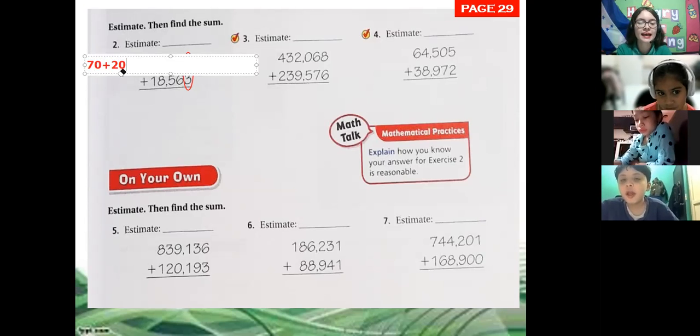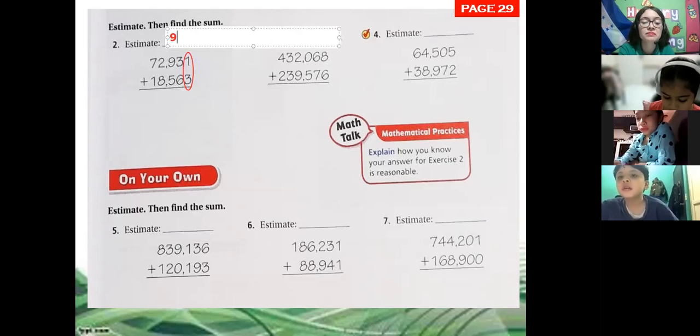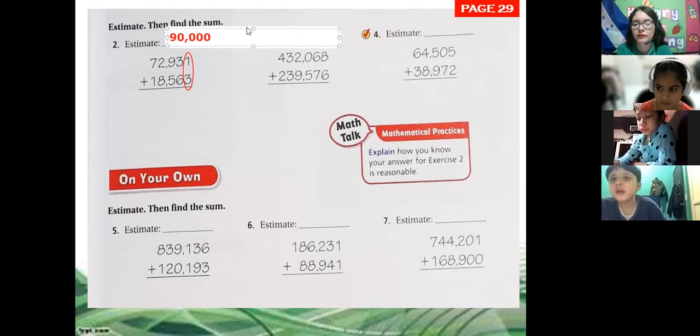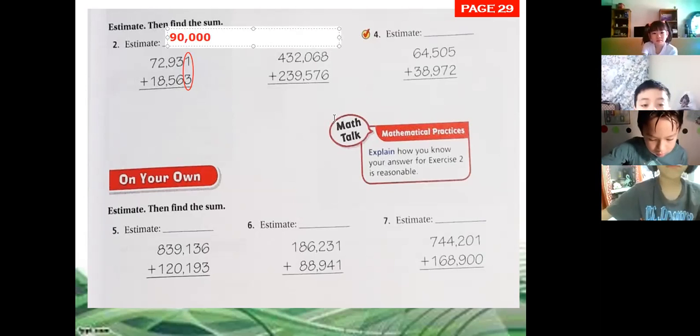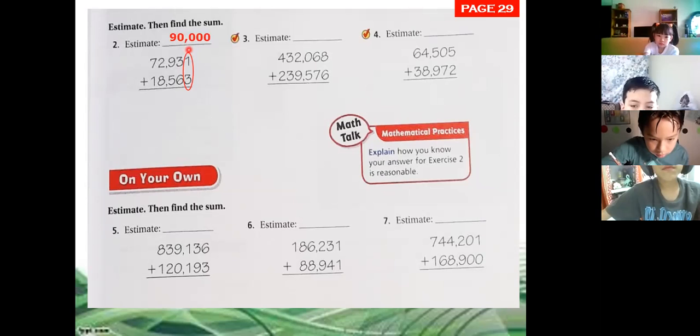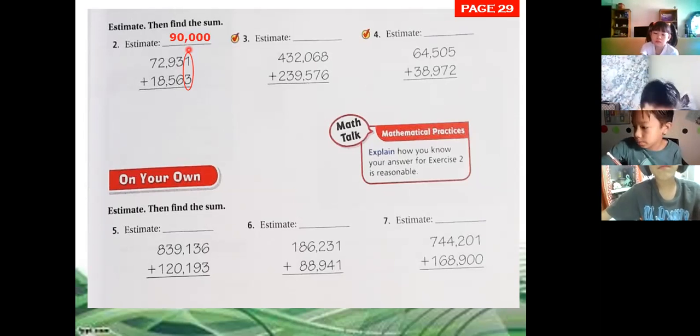So let's write an estimation. It's going to be the answer like 90,000. That's the estimate. Don't worry about this topic of estimate. The important thing is that we can add. Now let's see if the answer is like 90,000 or close to this number.